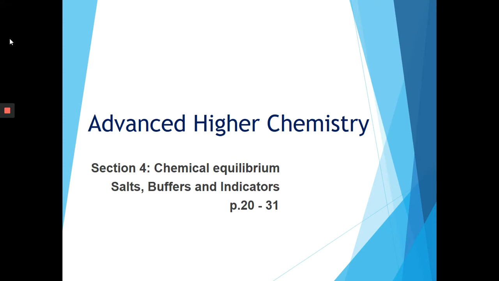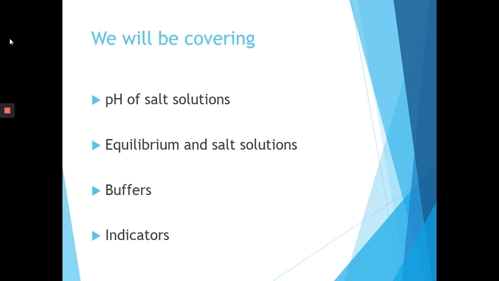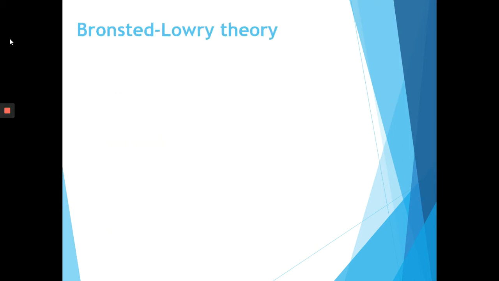In this section, we're going to be looking at chemical equilibrium, how it affects salts, buffers, and indicators. So we're going to be looking at the pH of salt solutions. We're going to be looking at how salt solutions can sit at an equilibrium and how this affects the pH. Then we're going to be looking at what buffers are and what indicators are and how to choose an indicator.